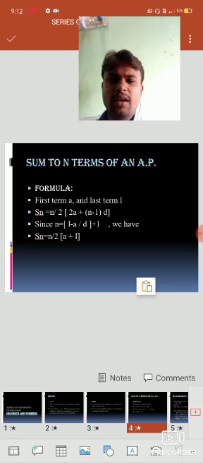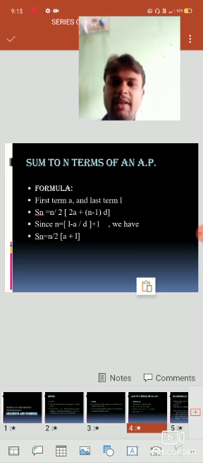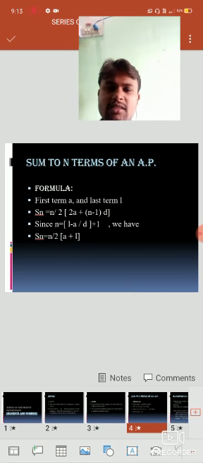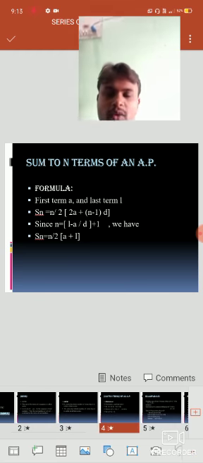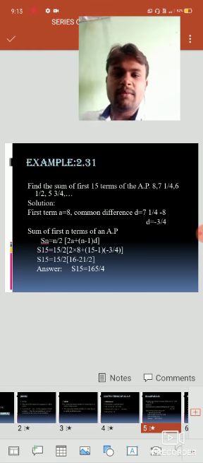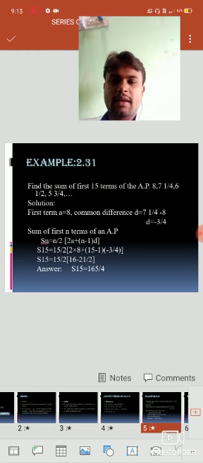The sum of the first n terms of an arithmetic progression is Sn is equal to n by 2 into 2a plus n minus 1 into d. And then finally the formula Sn is equal to n by 2 into a plus l, where a is the first term and l is the last term. Next, example 2.31.